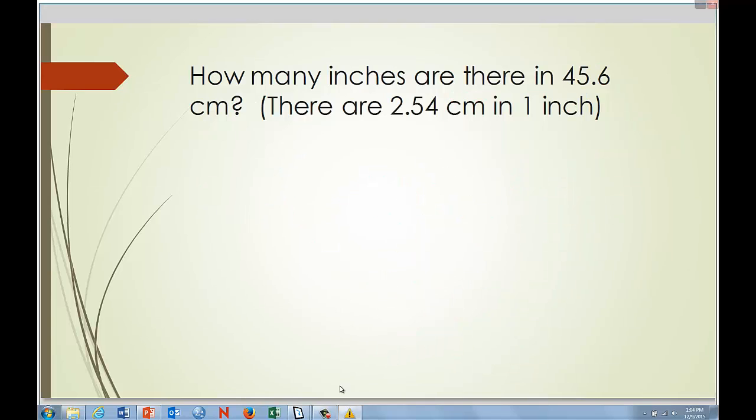We're going to try 2 more problems for this video. How many inches are there in 45.6 centimeters? And the conversion factor is given to you right there. There's 2.54 centimeters is equal to 1 inch. So 45.6 centimeters is the number we're trying to convert.